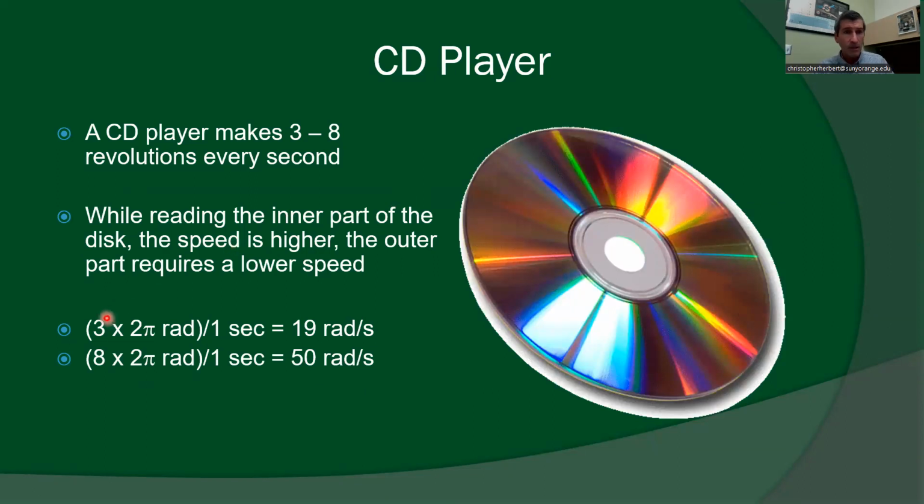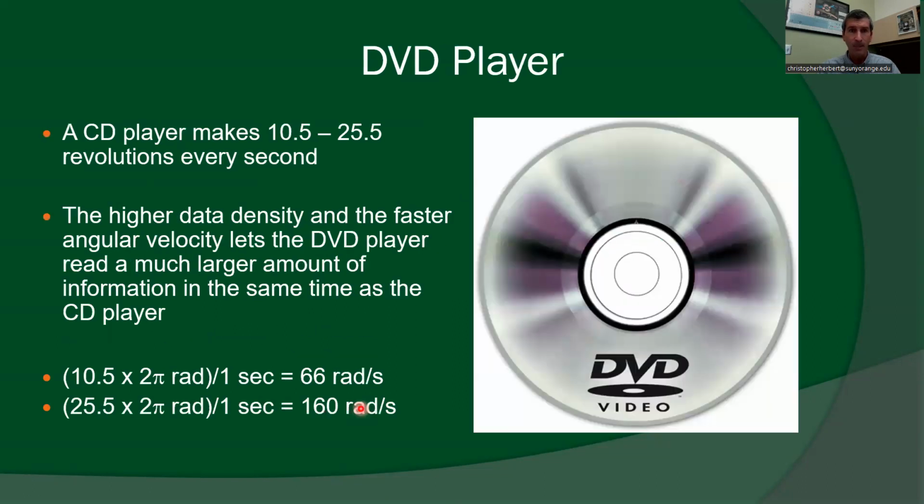But here we see if we make 3 revolutions, that represents 2 pi times 3, or 6 pi radians per second. That would be 19 radians per second. At its peak speed, when it was reading the inside of the disk, it had to move faster to cover the same number of bits per second. That would be 16 pi radians every second, or 50 radians per second.